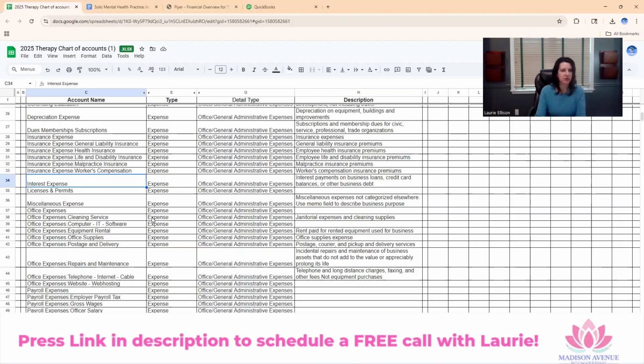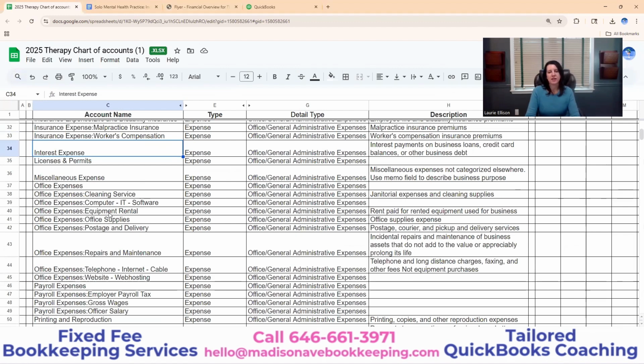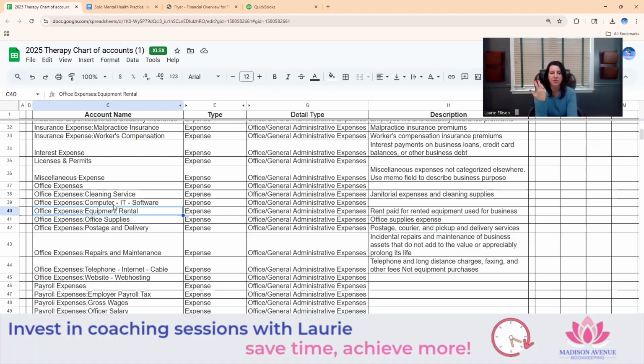Let me just zoom in here a little so you can see this. And then we get to office, and you're going to have a lot of things that are in that office category. What's going on here is these are sub accounts of office. So if you have a cleaning service, your computer, IT, and software could be combined into one. You don't need to get too specific. Equipment rental would really be more like if you had a postage machine, or maybe you're renting a copier, which for a solo practice, or, it depends. Maybe you're not a solo practice. Maybe you're a big, huge mental health practice. Then you would have that more.